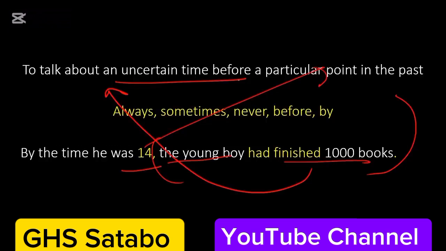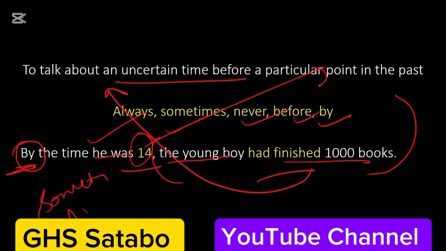Also, you will find certain words like always, sometimes, never, before, by to talk about such periods. So over here, if you look, you have a helping verb to show by the time he was 14. This is your particular time and this is your unspecified time. You can also say sometimes, you can use always, you can use never, before. Try framing questions, try framing sentences using these expressions. If you have doubts, get back to me, we'll make it clear.